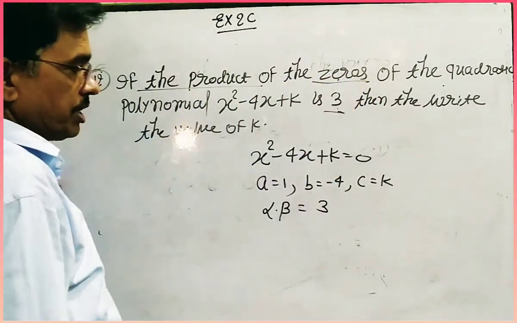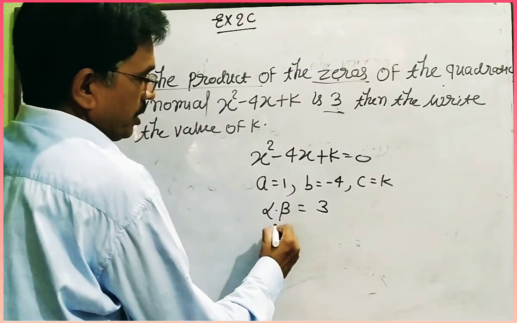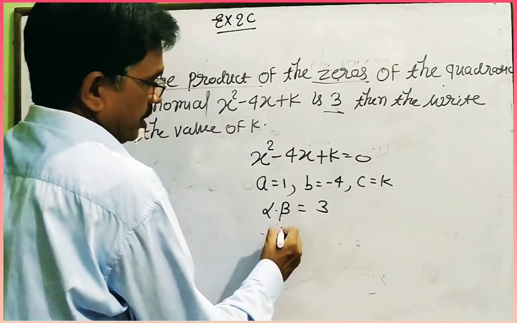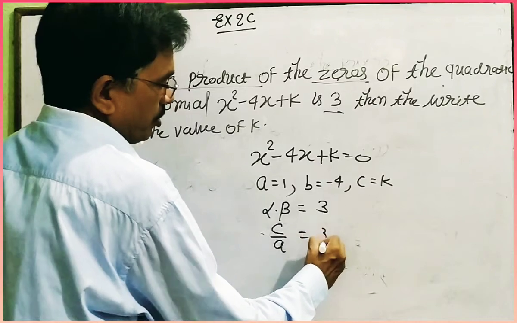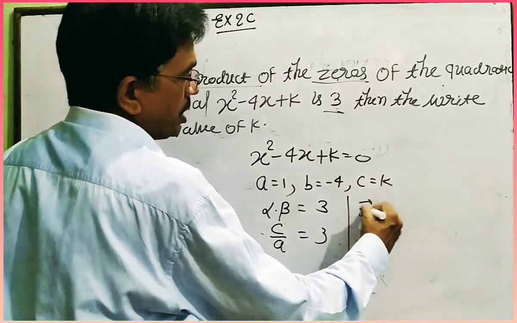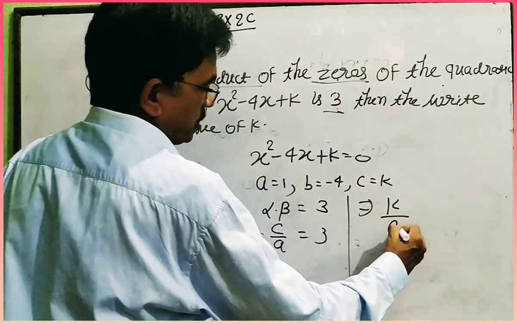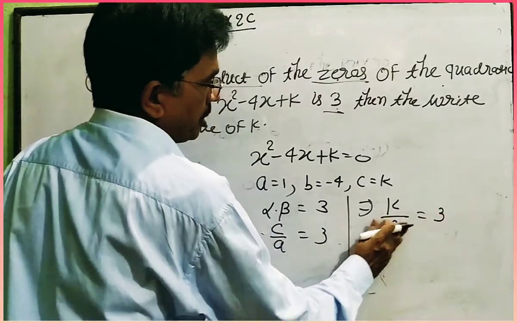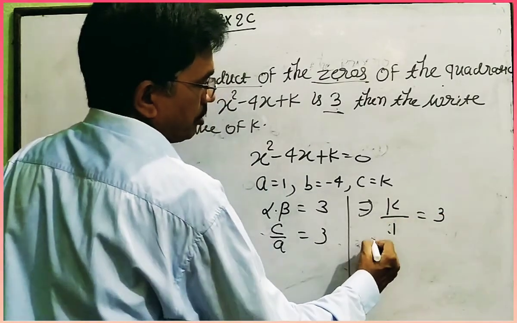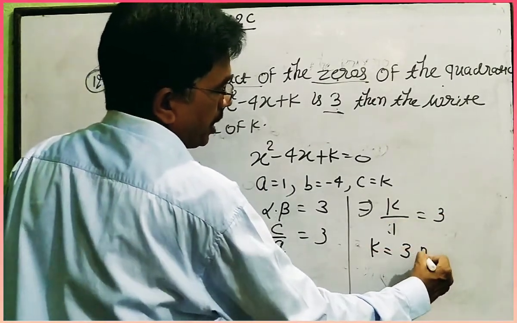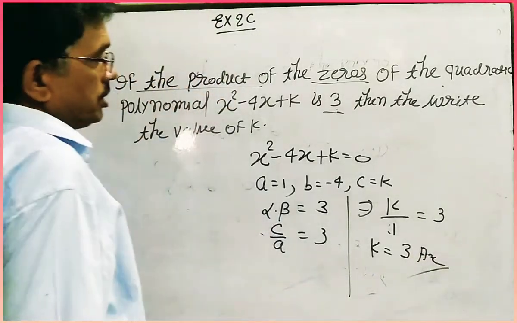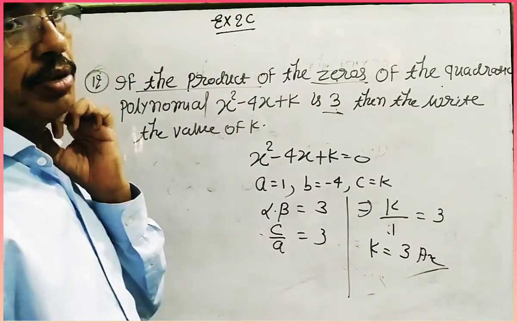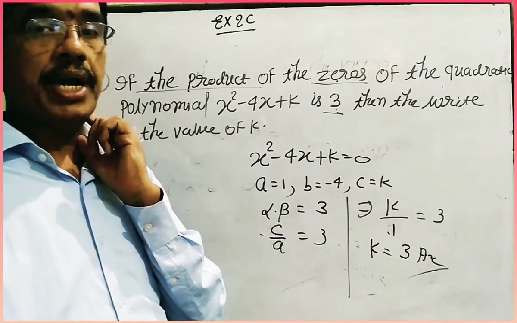So 3 is given. And the formula of this is c by a. So c by a is equal to 3. So what is the c? It is k. A is 1, equal to 3. So what is k? That k is 3. Similarly, question 11 also, by the sum alpha plus beta is minus b by a.